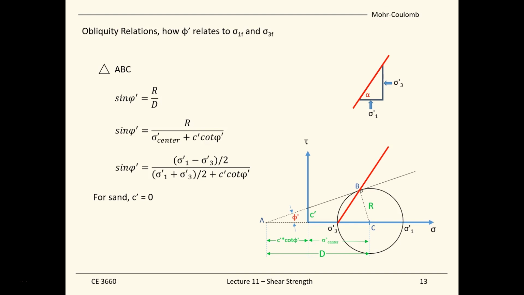And for the case that you are working on sand, we know that for sand, there's no cohesion. So the cohesion terms will drop out. And we come up with formulas, what we call the obliquity relations, for us to find out the sine phi prime in terms of both sigma 1 and sigma 3. In other words, once we know sigma 1 and sigma 3, we can calculate the friction angle for sand, because for sand, the cohesion drops out.